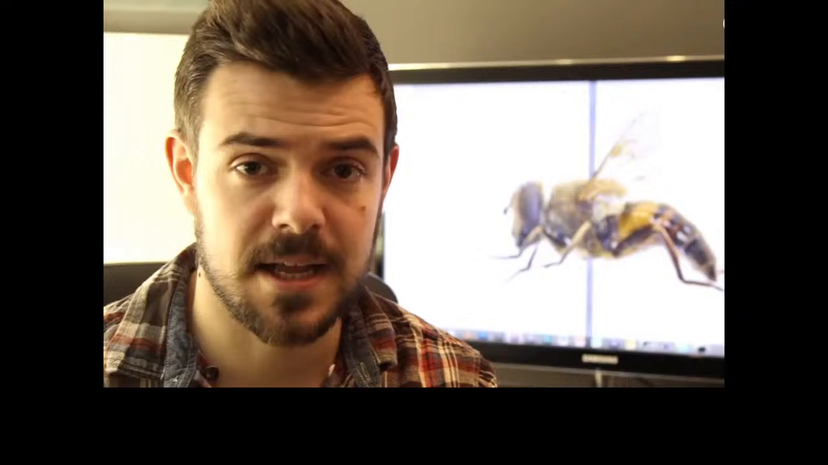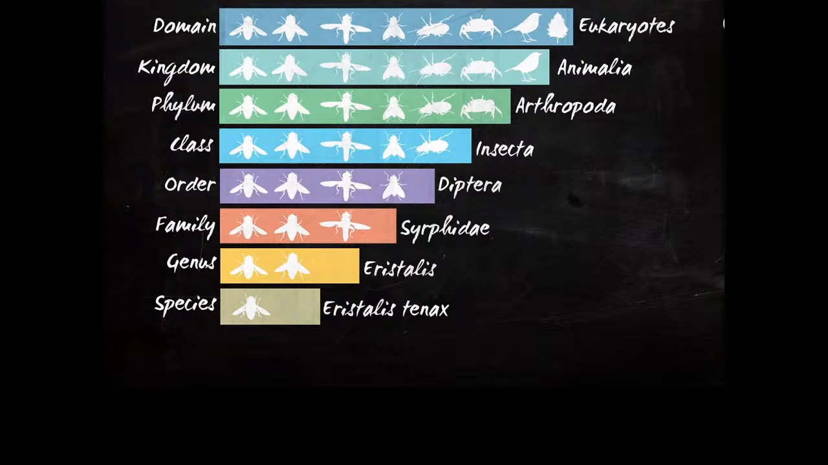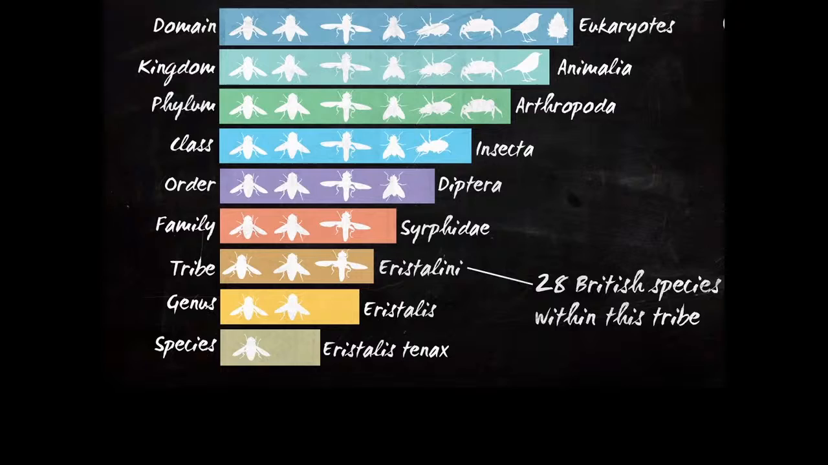But sometimes extra ranks are needed to classify a distinctive group within a taxa, making things a teeny tiny bit more complicated. In the case of the dronefly, all British Aristalis species and another 18 British dronefly species fall into the tribe Aristalini. The hoverfly family in Britain contains another 11 tribes. Okay, let's look at a more familiar example.